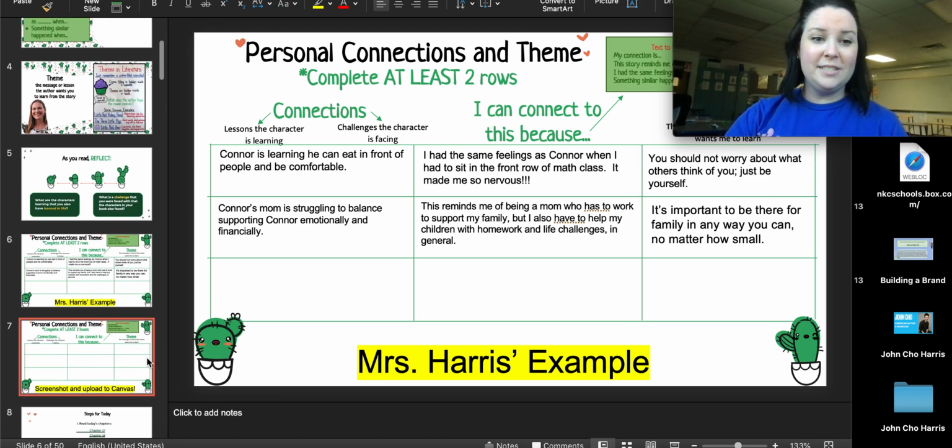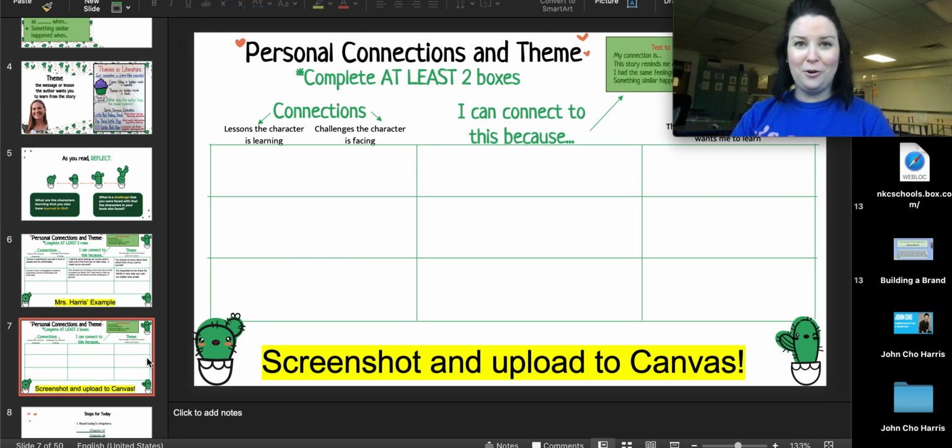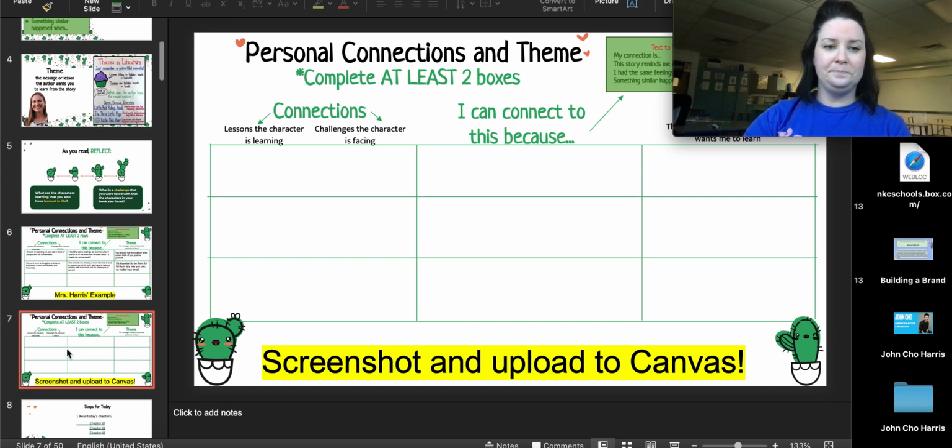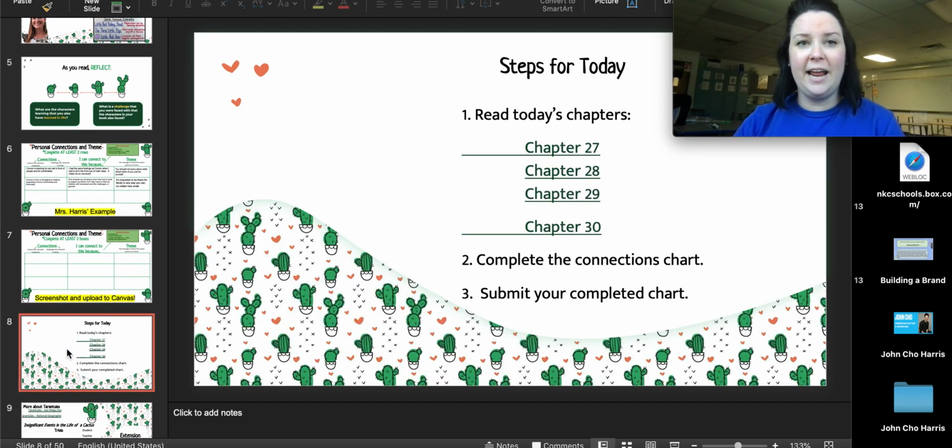Yours is right here. It's blank and ready for you. Remember to do at least 2 of those rows. And then here are your steps for today. You're going to read today's chapters. Remember that you do have 2 days to do these assignments. So you have chapters 27, 28, 29, and 30. You're going to complete the connections chart and then submit your completed chart. Enjoy the extensions, enjoy reading, and enjoy making those connections and thinking about theme.